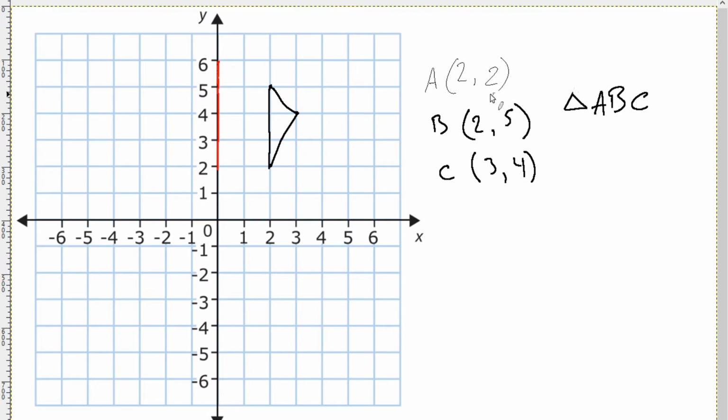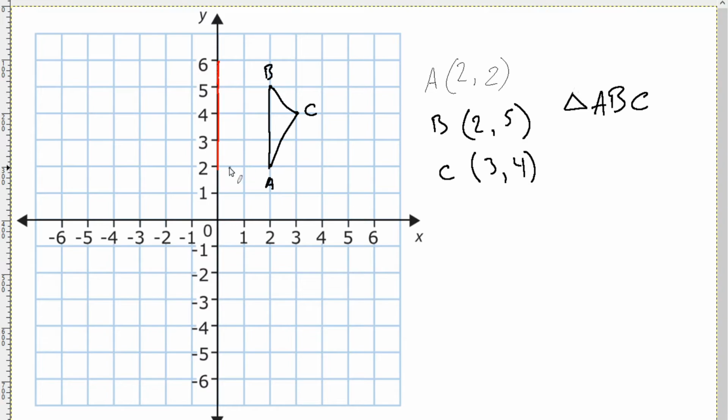But it always helps when you're doing reflections to actually label your points. So we'll say A, and we'll say B, and C. And actually, this might be something you guys want to do, is do it in two colors, so you can tell which one is the original and which one is the actual reflection. So we'll keep this one all in one color. So let's go and reflect our point A.